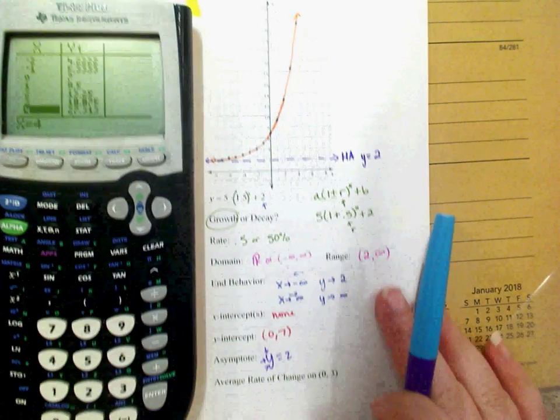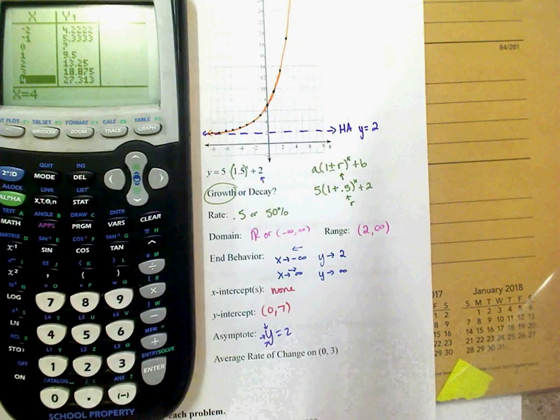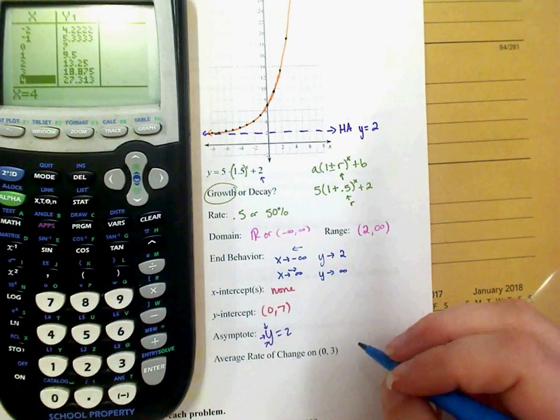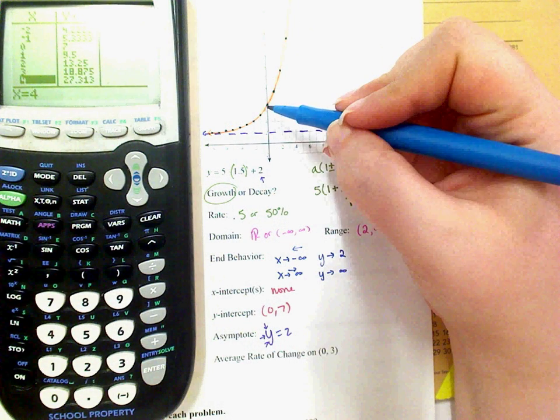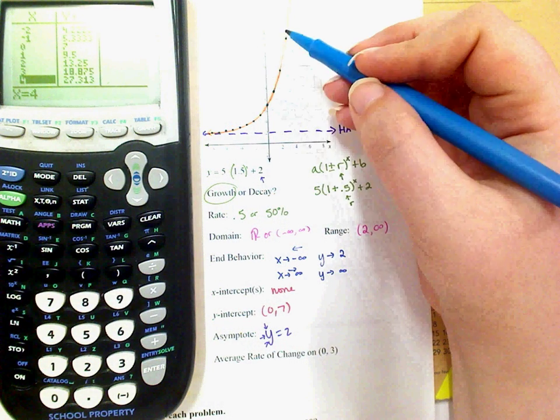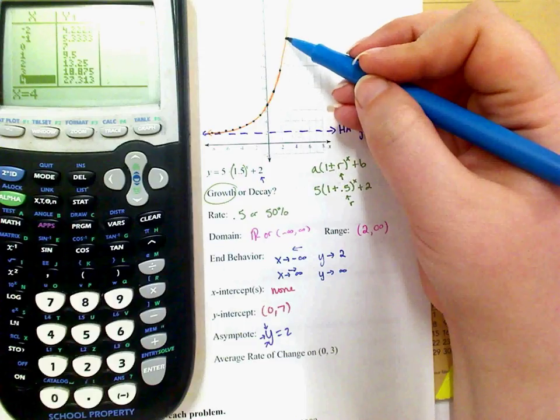And then on the average rate of change, remember, we're basically finding the slope between the point at 0 and the point at 3, right here. So we're finding the slope between these 2 points.